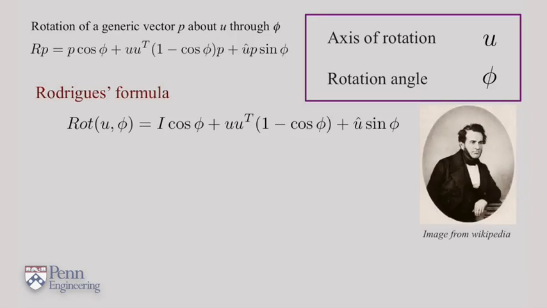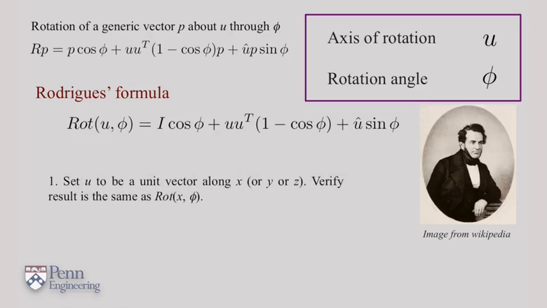So the key idea now is quite simple. Given a generic vector u and a rotation angle phi, you can derive the rotation matrix using this closed form expression. And you can verify that this expression makes sense by testing it on some simple cases we've already seen before. So for instance, take u to be a unit vector along the x-axis, and you can verify that the result is the same as a rotation about the x-axis through phi.